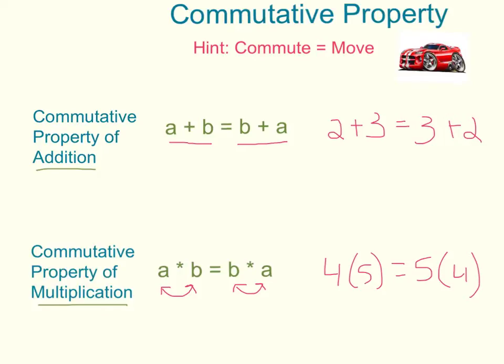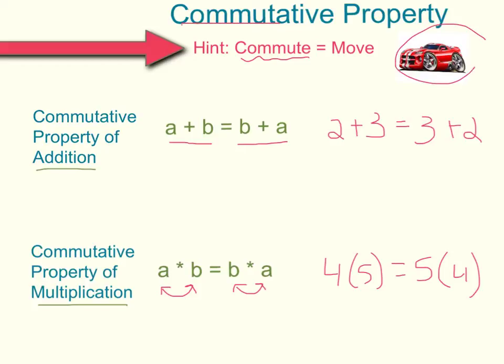So, to remember this, I think of, commutative property has the word commute in it. And commute simply means that you are moving from one place to another. So maybe you're in a car commuting, so you're moving, your numbers can move around, and you can still get the same solution. Commutative property.